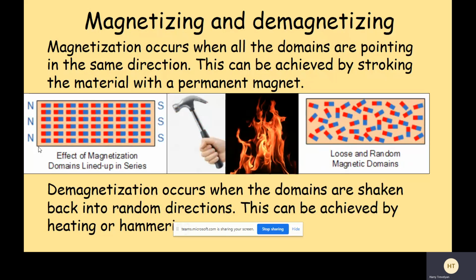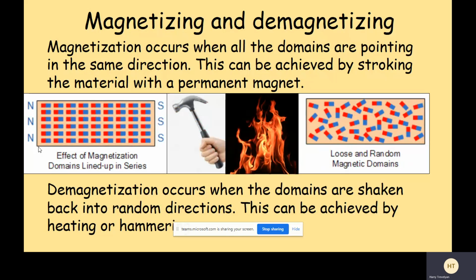So there's my magnetized iron block on the left-hand side. And I've bashed it with a hammer and I've put it up to a really high temperature. And the reason heating it up and hammering it will demagnetize it is because it shakes those domains, those areas, those little tiny magnets inside the magnet into random directions, right? So once they're in random directions again, that means the magnetic field is destroyed and it is no longer a magnet.